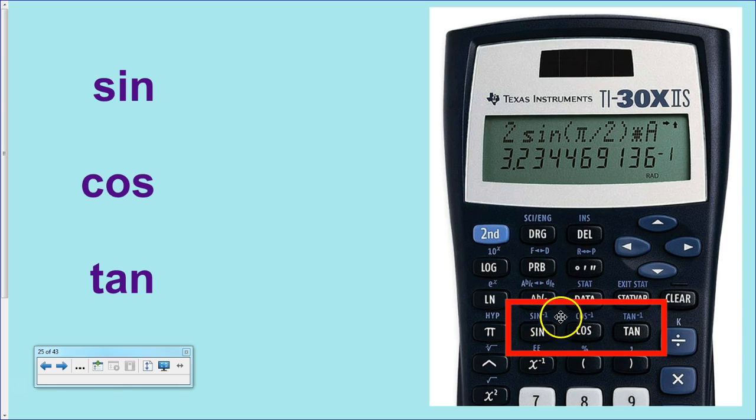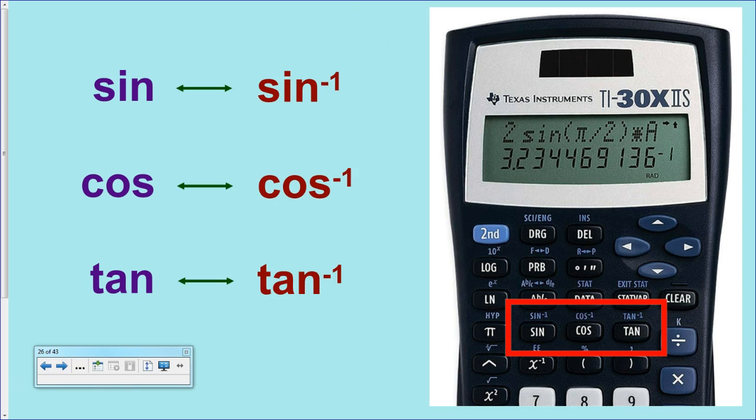They are called inverse sine, inverse cosine, or inverse tangent, also known as arc sine, arc cosine, or arc tangent. And they're denoted with this little -1 as a superscript on the calculator. Basically, they are to the trig functions what multiplication is to division, or vice versa. In the way that multiplication undoes division and division undoes multiplication, these trig functions undo each other.